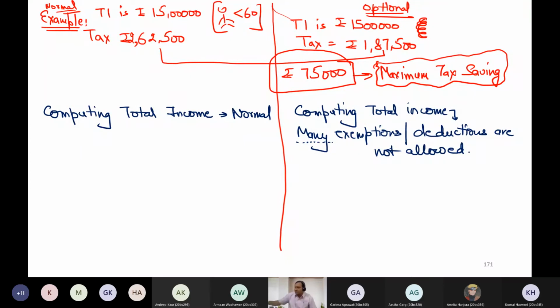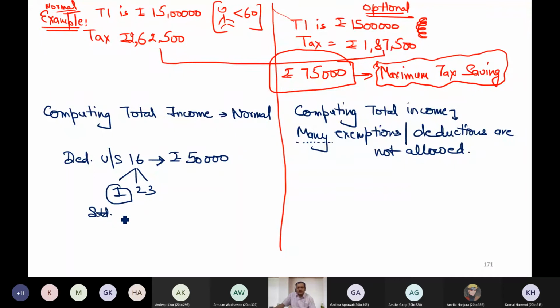Many exemptions and deductions are not allowed. The most common deduction, since you have covered somewhat of salary, is the deduction under section 16. How much is the amount of deduction under section 16? Flat 50,000. Actually in section 16 there are 3 deductions, but for the timing I have discussed only the first one, which I am calling the standard deduction, flat 50,000. But when you compute total income under optional taxation, this deduction will not be available. No deduction under section 16 is allowed.